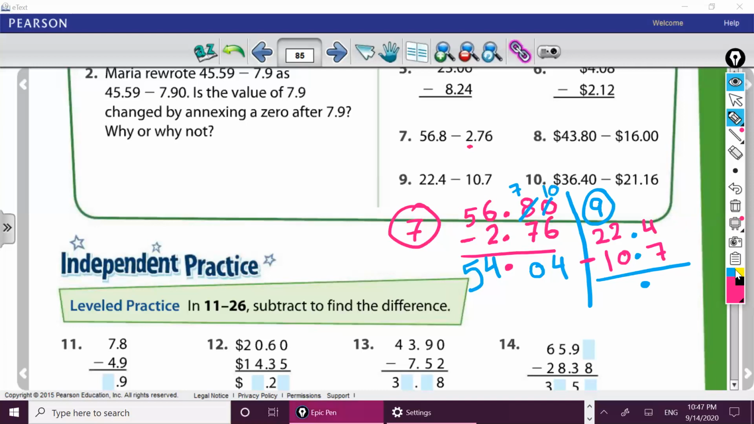4 minus 7 we can't. So take 1 from this one here. I will take 1 from here. This becomes 1, and this becomes 14. Okay. Then 14 minus 7 equals 7. And here 1 minus 0 equals 1. And 2 minus 1 equals 1. Is this point clear? Let's move to the other point down.